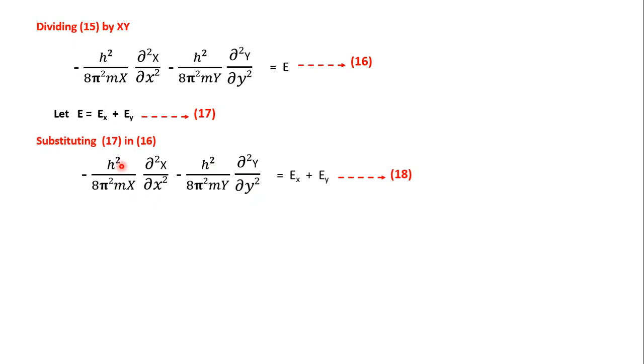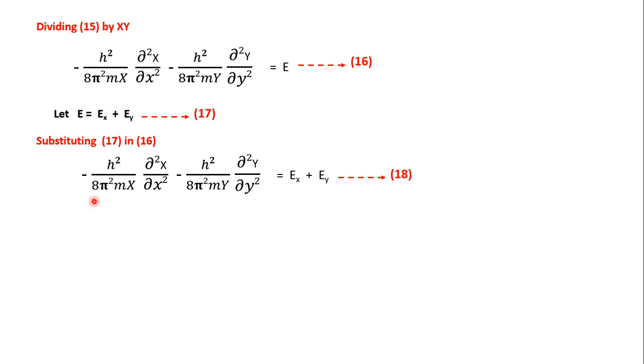Now if you examine this equation carefully, what we find is that the first term on the left hand side depends only on x. The first term on the right hand side, which is Ex, also depends only on x. The second term on the left hand side depends on y only, and the second term on the right hand side depends on y only. So equating the x dependent terms, we get an equation, and equating the y dependent terms on the two sides, we get another equation.